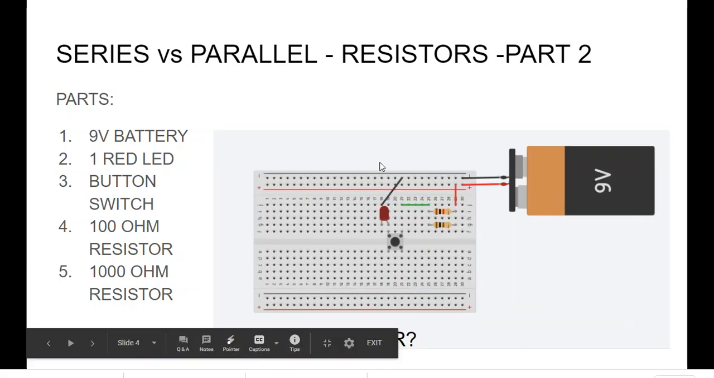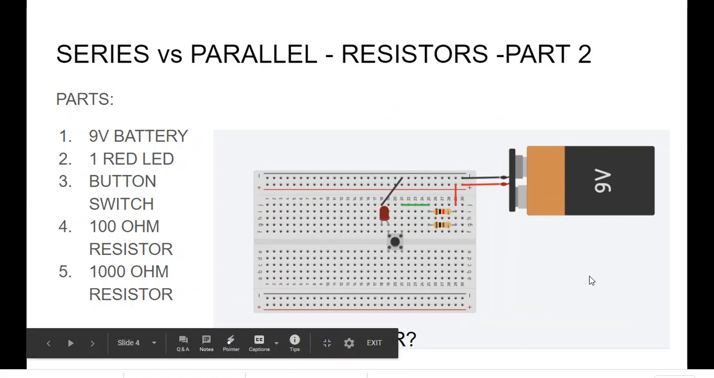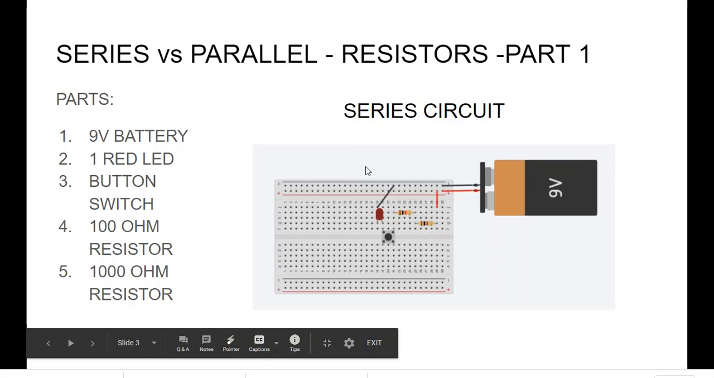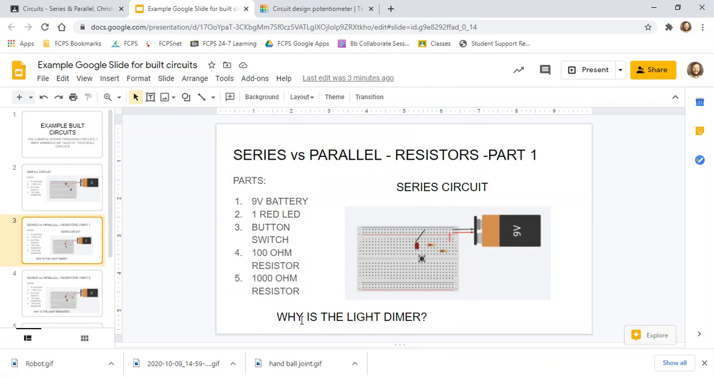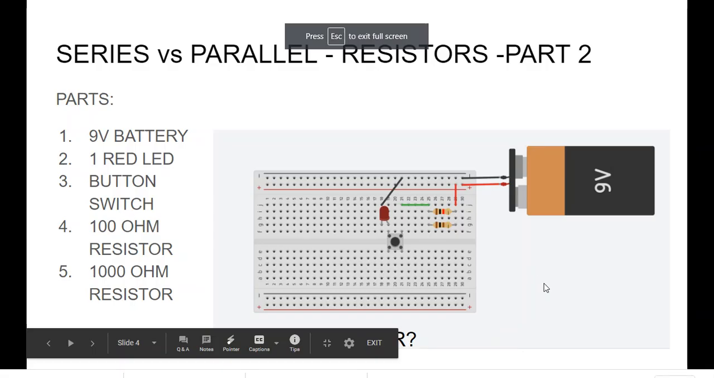Okay, so with the parallel circuit, this should say parallel above here, and it doesn't. And at the bottom, I do want you to see that it says, why is the light dimmer? And why is the light brighter? That's what I'm answering for you right now, so it makes it a little easier. So this should say parallel, like I said before.